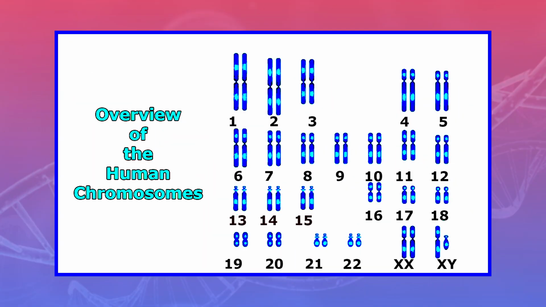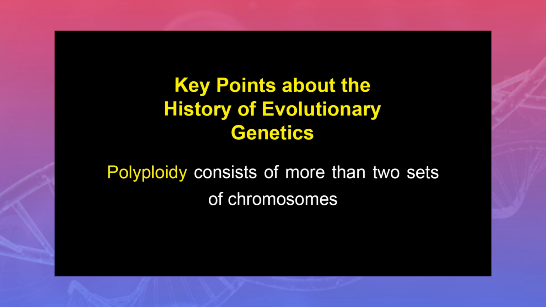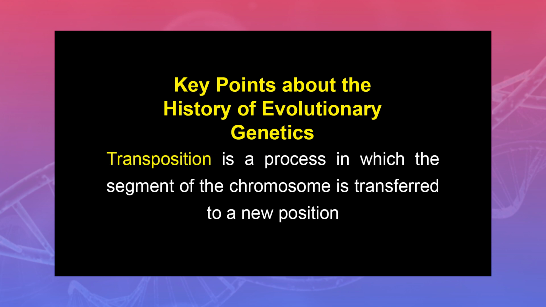Exon is the coding part of the gene, that is, exon is a part of the gene expression. The mature messenger RNA consists only of exons, which are later translated into protein. Aneuploidy is a deletion or addition of chromosome number; normal humans contain 46 chromosomes, but aneuploidy results in either 45 or 47 chromosomes. Polyploidy consists of more than 2 sets of chromosomes. Transposition is a process in which a segment of the chromosome is transferred to a new position.